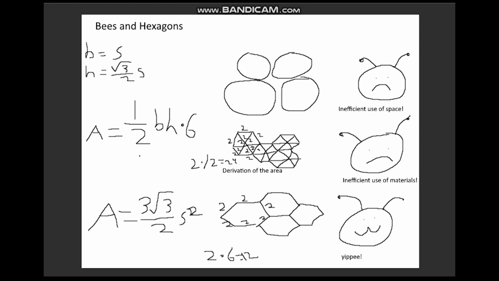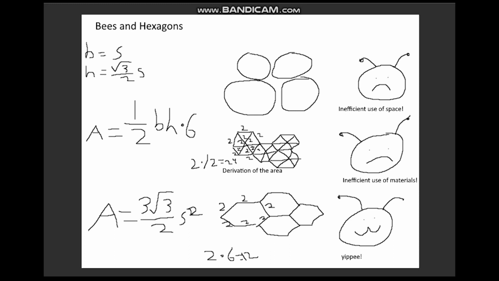We have a half times base times height to get the area of this triangle, times 6 to add all the triangles up. The base is the side length, which is 2, which is not really important for this problem. So we have a half s times square root of 3 over 2 s, which equals square root of 3 over 4 s squared, times 6. You get square root of 6 over 4 times s squared, and that simplifies to 3 square root of 3 over 2 times s squared. So we've proved that this is equal to that.